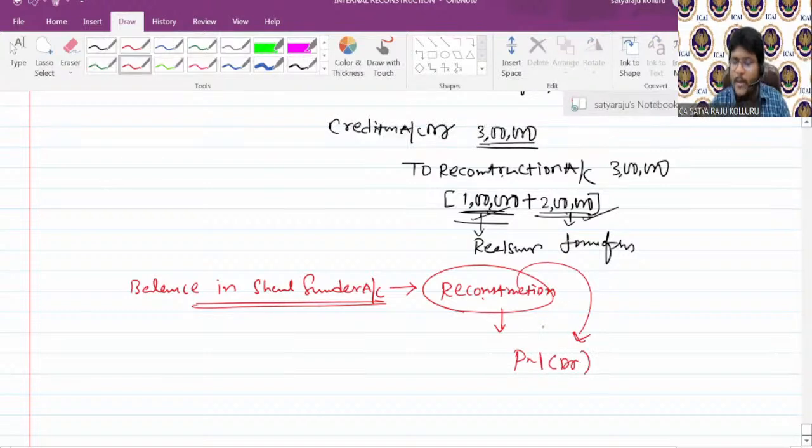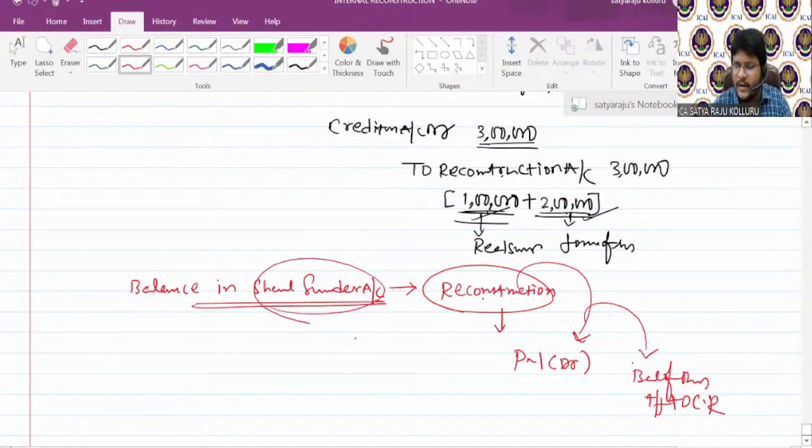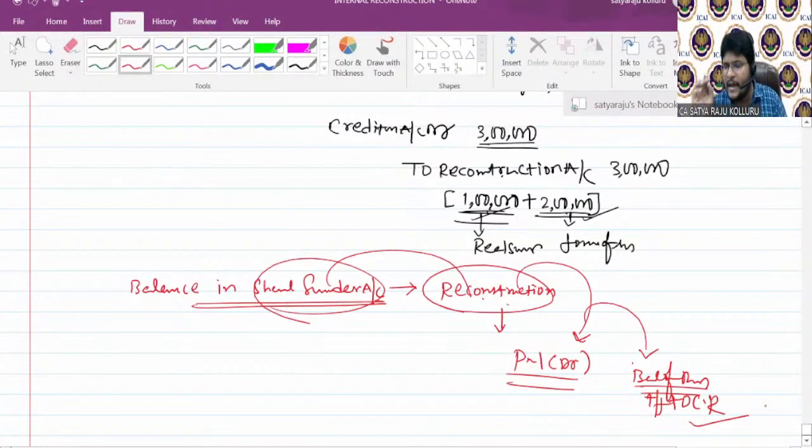If still any balance is there under the reconstruction account, what should you do? The balance of reconstruction, transfer to capital reserve. That is the flow. First, you should find the balance of share surrender. It should be transferred to reconstruction. Then it should be knocked off with the P&L account debit balance. Still, if there is any balance under reconstruction, it should be transferred to capital reserve. Okay. So with this background, let us see one problem, guys.